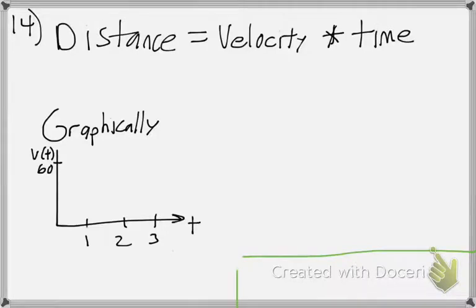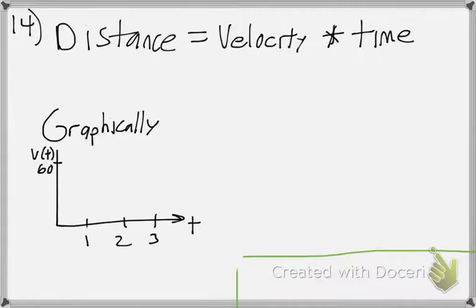Question number 14 says, suppose we have a velocity function and we want to know the distance traveled over some period of time. This is simple if the velocity is constant. Suppose we have a constant velocity function v of t is equal to 60 miles per hour. How far have we traveled during the first 3 hours?